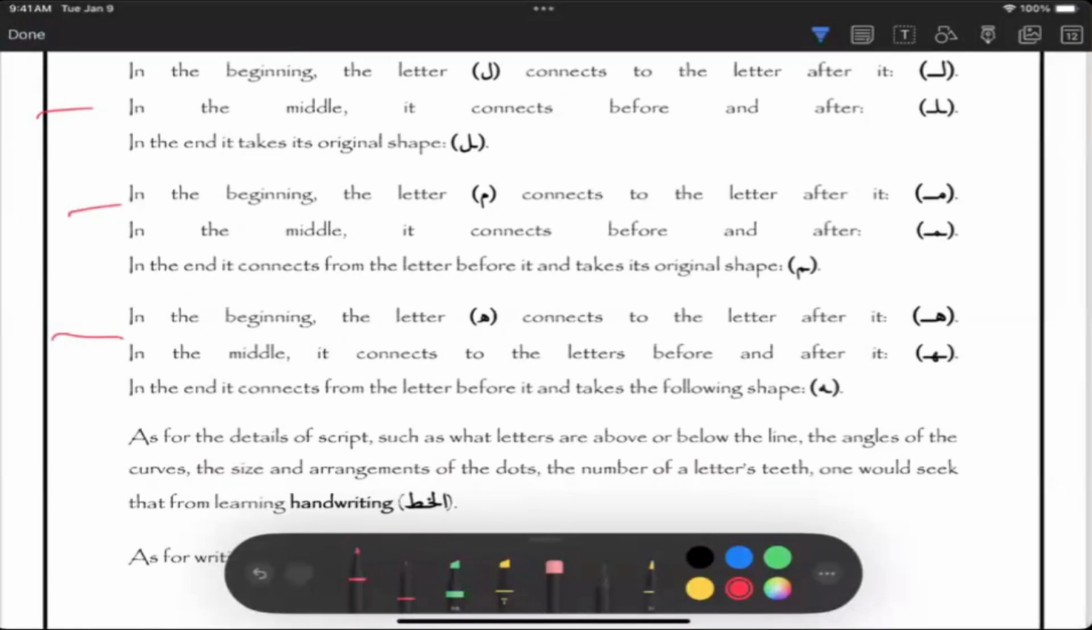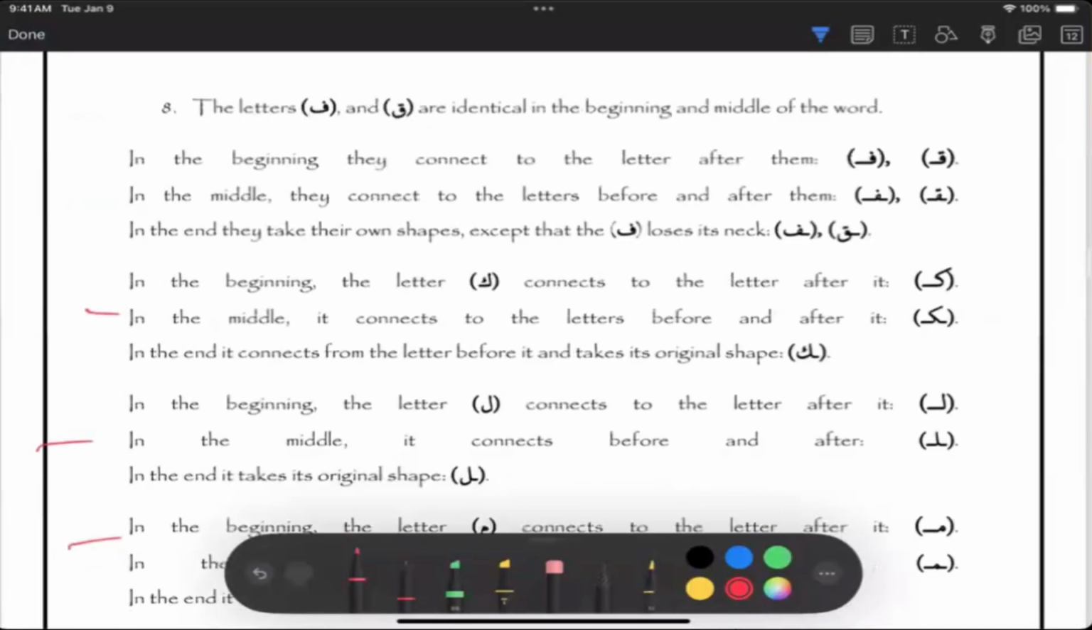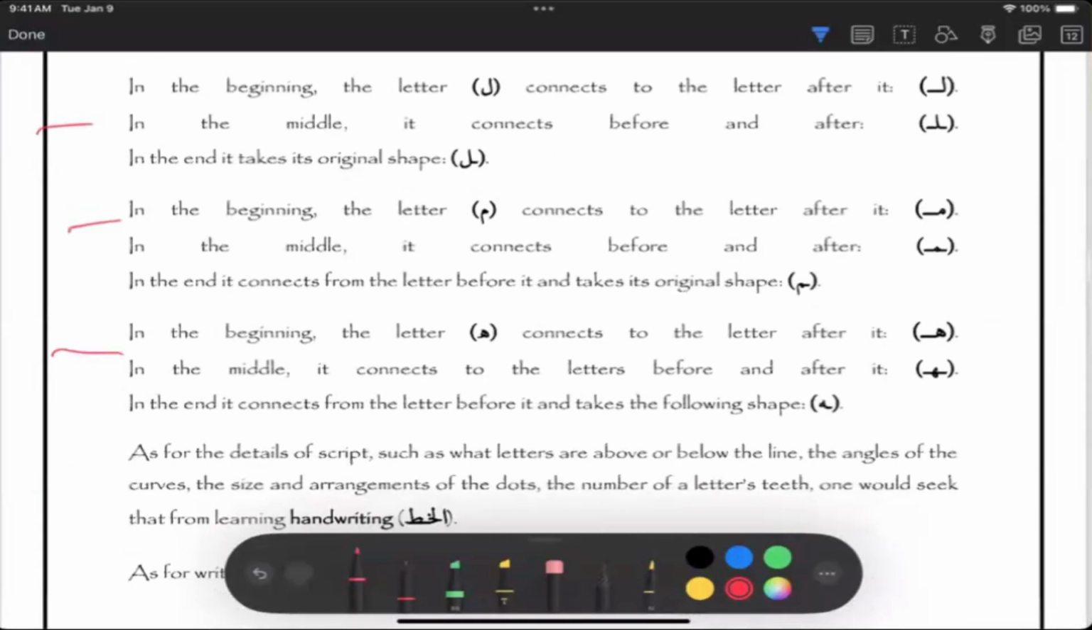We saw several groups of twins, twins that are the same in all positions. Then we saw some letters that are just the same in the beginning and the middle, not the end, fa and qaf in particular. They don't look the same at the end. They take their own shapes. And then we saw these solitary letters. Kaf, lam, meem, and ha.